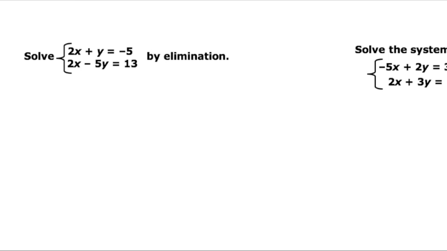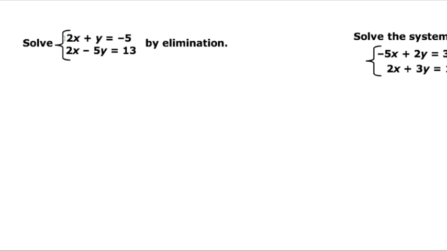So here, what I mean by vertically aligned is that we want to make sure that our x's are on top of one another, our y's are on top of one another, our equals are on top of one another, and our constants are on top of one another. So this is the vertical alignment that we want. What I want to do is find a variable that's in both of the equations that has the same coefficient but opposite signs.